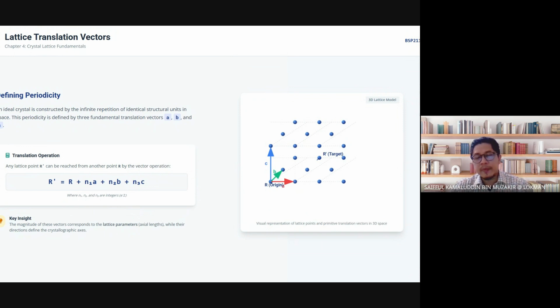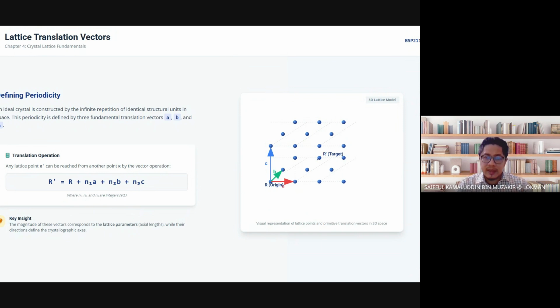Mathematically, if we write R prime equals R plus N1 A plus N2 B plus N3 C, where N1, N2, N3 are integers, any integer, this means the crystal repeats periodically in space. The vectors A, B, and C define the periodicity of the lattice, whether in different axes. Could be X, Y, and Z axis.